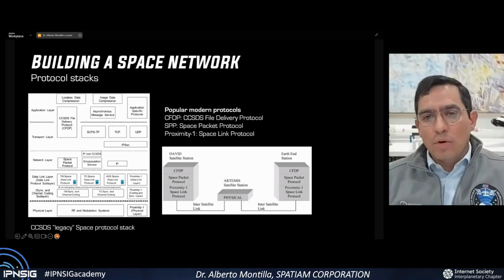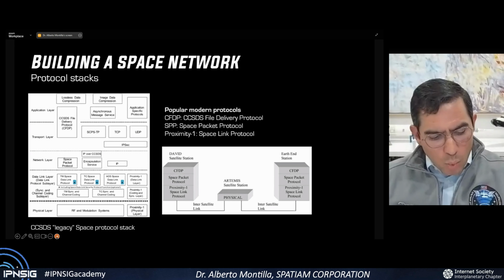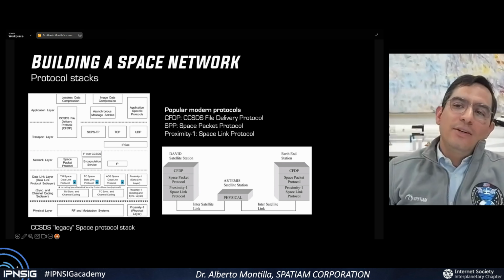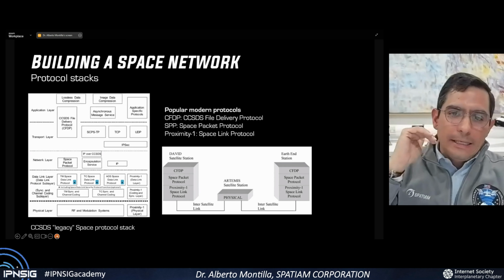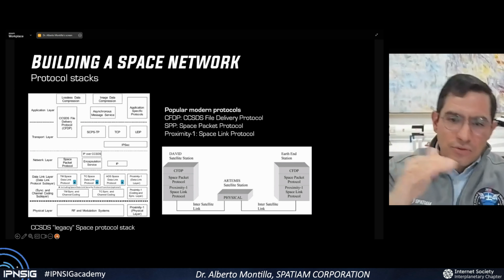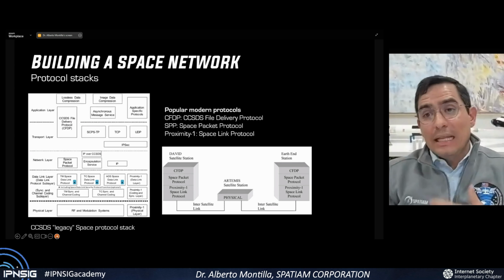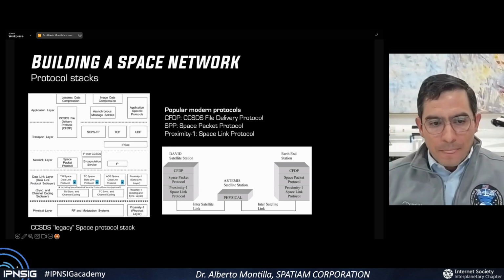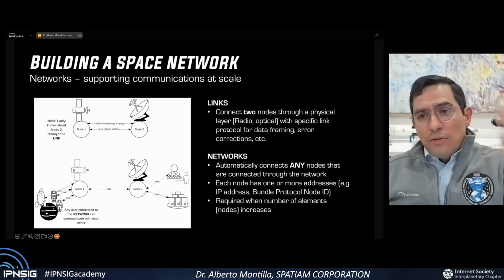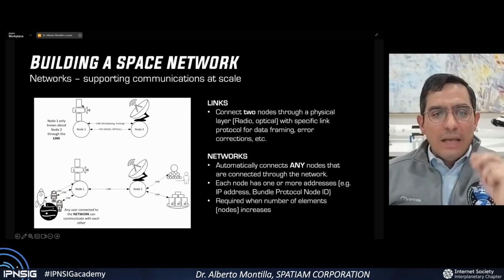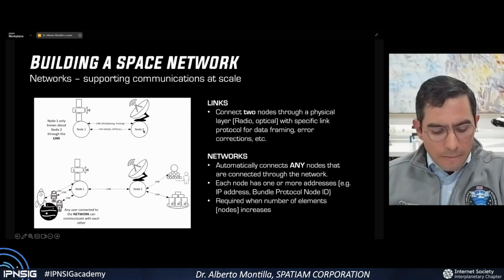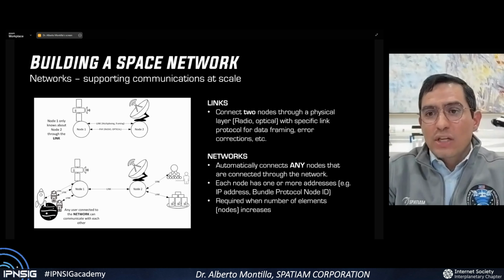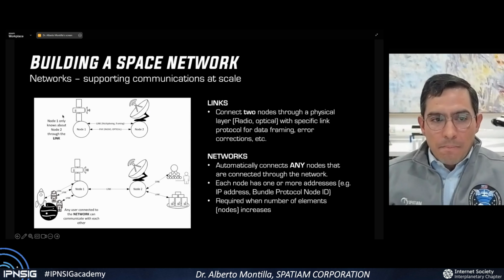There are some popular modern protocols that those who work on space data communications talk about pretty much on a daily basis, like CFDP on the application layer to transfer files, or SPP to frame or format packets, to Proximity-1, which is a proximity link protocol specific to the last mile. So now we get to this concept: what we have talked about enables the establishment of a physical layer, and enables the establishment of a link to allow two endpoints to transfer digital data between them.